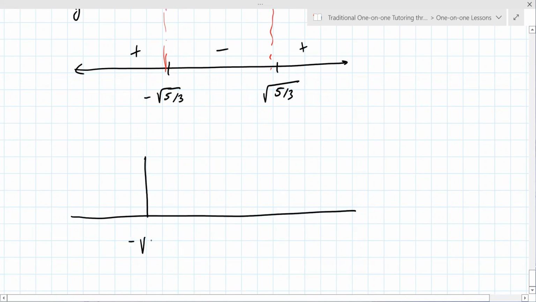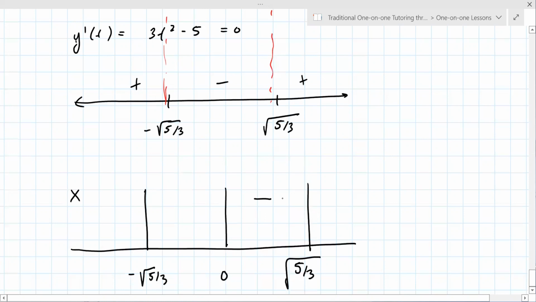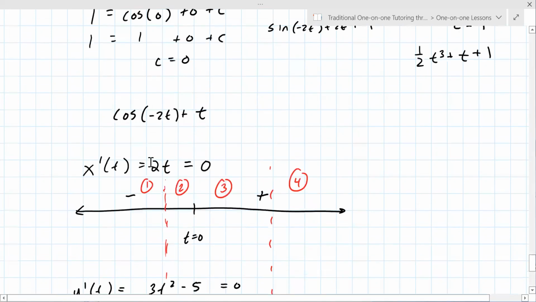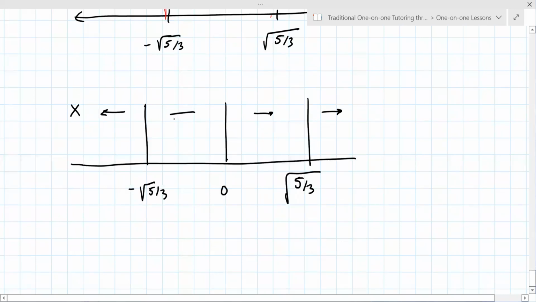So minus square root of 5/3, 0, square root of 5/3. So they do x. When x is positive, when it's greater than 0, they draw a little arrow to the right, and otherwise it's going to the left. But why is this one reversed? Oh, because it's negative 8t. Okay. We got the right derivatives, right? It's 2t, it's not negative. Yes. Okay. And so these are going left, and then what do we want here? Up and to the right.